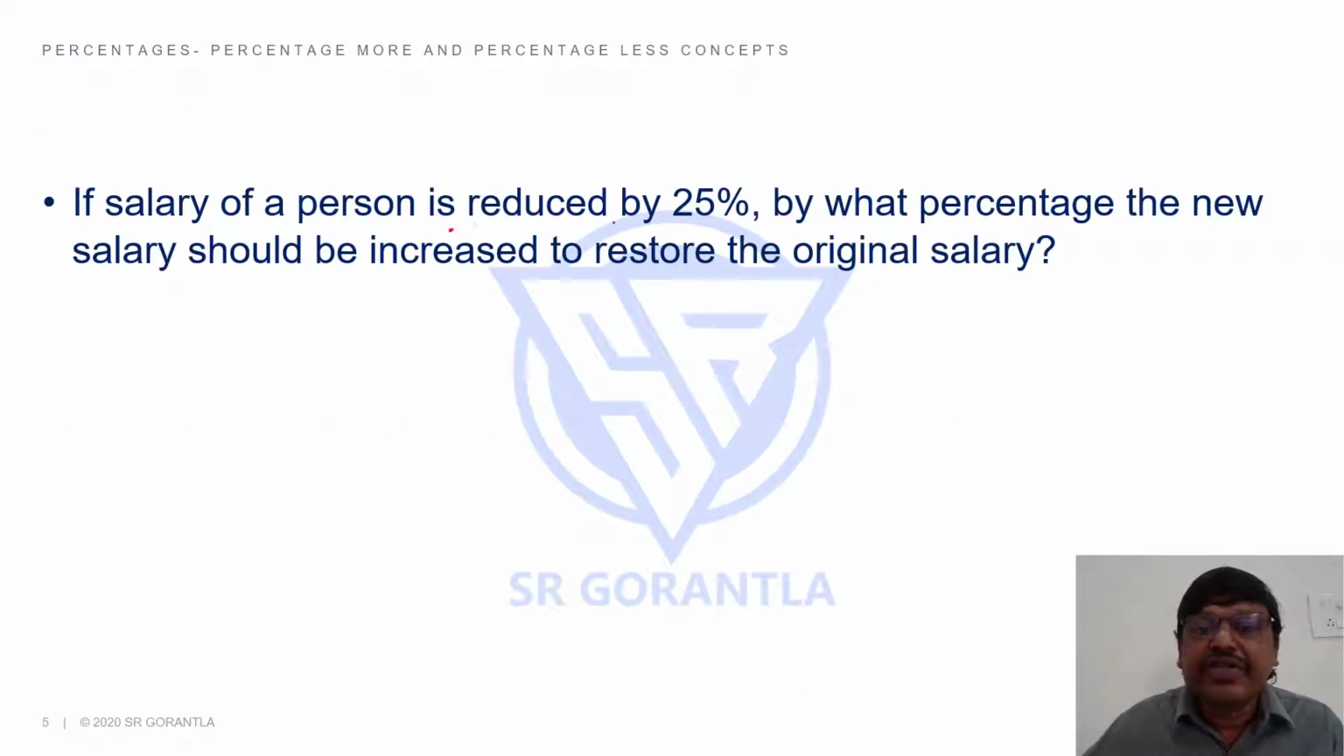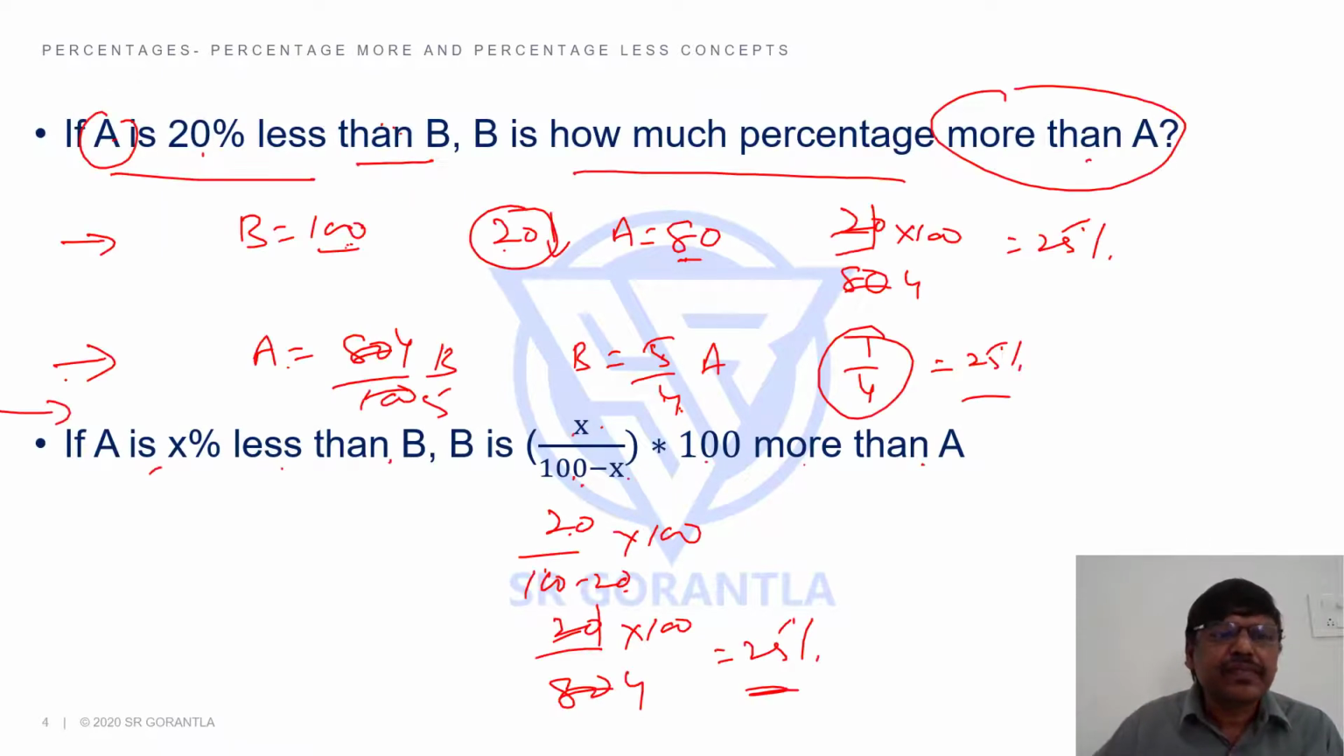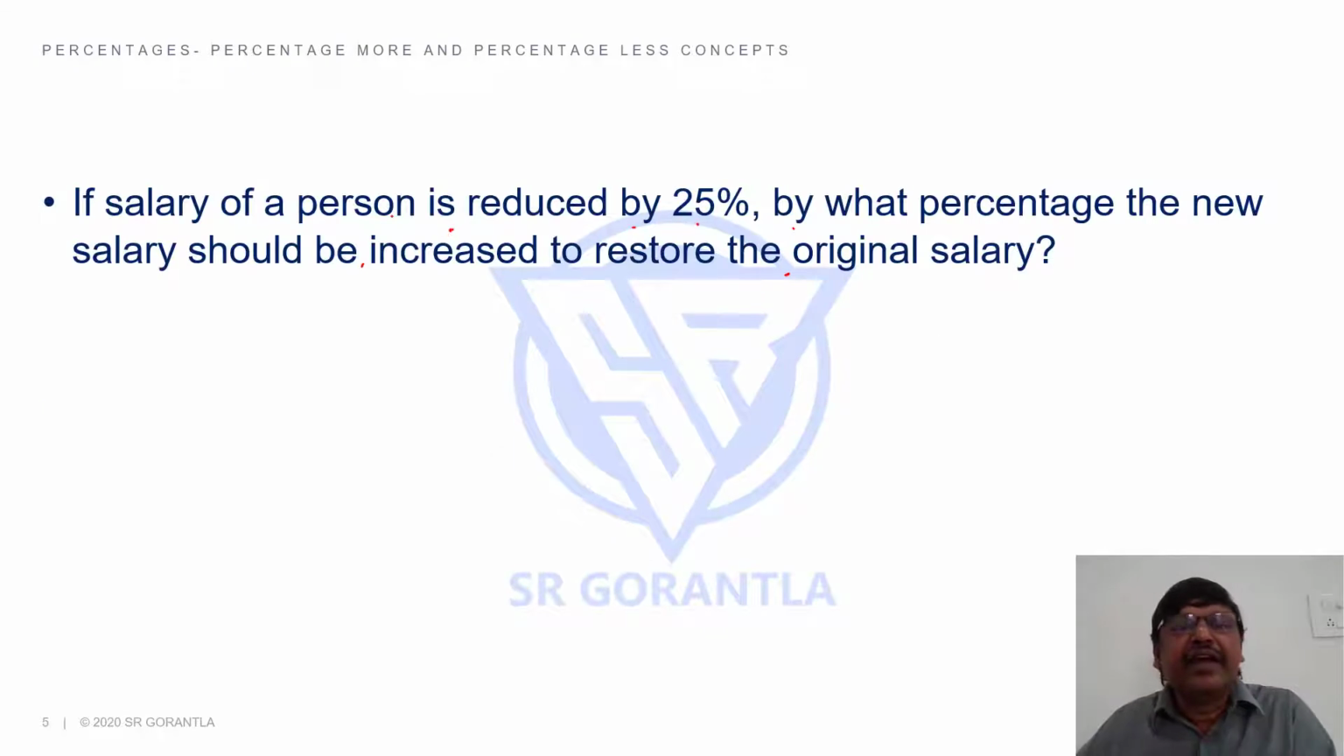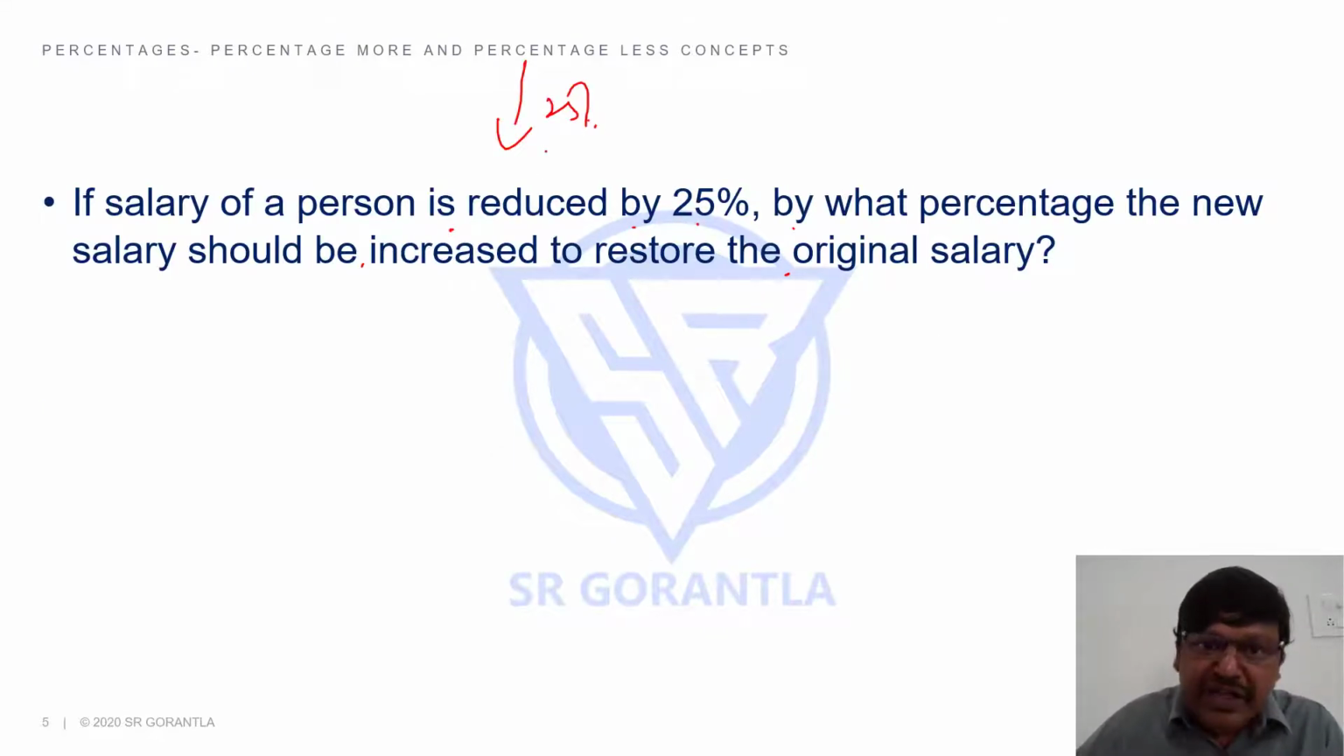The salary of a person is reduced by 25%. By what percent the new salary should be increased to restore the original salary? Is also same like the previous question, students. In the previous question, A is 20% less than B, you asked B is how much more than A. Instead of that, I am saying a salary is reduced by 25%. How much should I increase this new salary to get back to the original salary? Again, the same formula or same example.